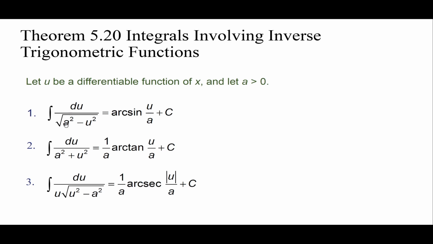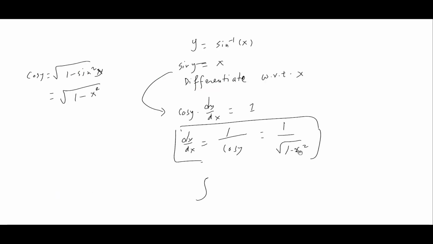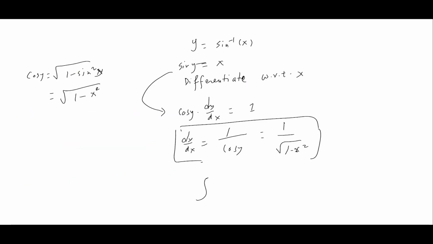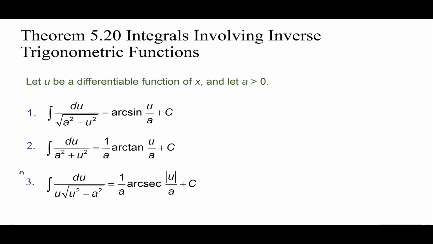Integrals involving inverse trigonometric functions: the integration of du over the square root of a squared minus u squared is sine inverse of u over a. If you just replace this x by u and apply the very same rule, you are going to find it. As you can see here, the integration of 1 over the square root of 1 minus x squared is sine inverse x, that is y, plus c. My pen is not working here, but this is the idea you can use to find all these integrations.